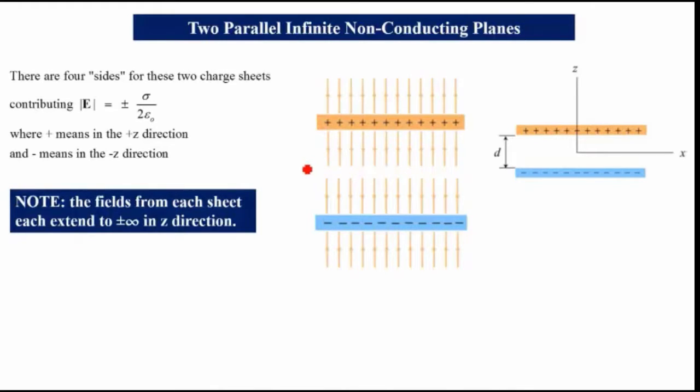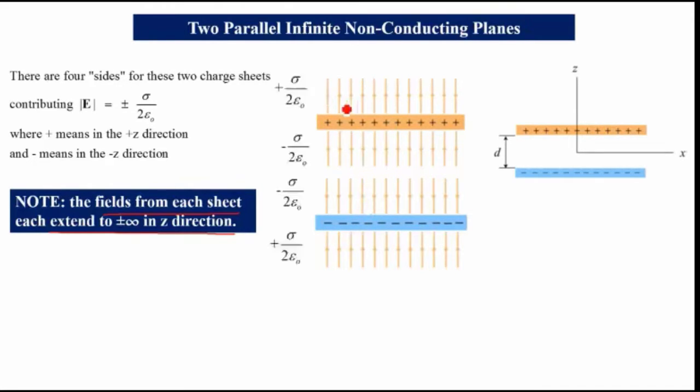to realize is that the fields from each of these charge sheets extends to plus or minus infinity in the z direction. Okay, so think about this. This field here, which is pointing down, passes right through the charge and continues to minus infinity. This field here terminates on this charge here, but comes from minus infinity. This field here starts with the charge sheet and goes all the way down, and this one goes all the way up.